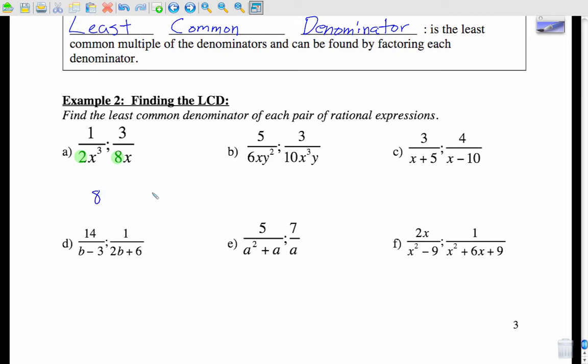So I can turn 2 into 8, so part of my least common denominator is going to be 8. Then I have to take a look at my x's. I have 3 of them here. I have 1 of them here. So the minimum number that I have to have is right here.